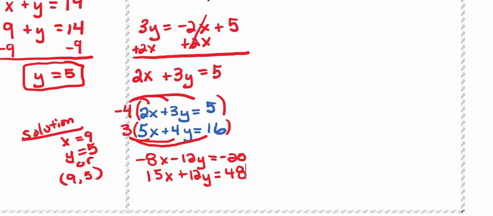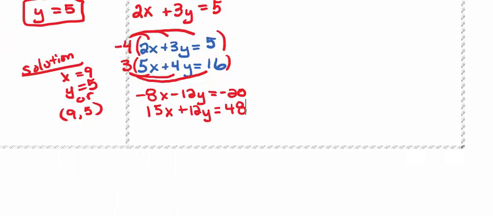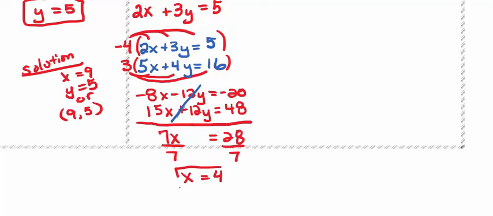At this time, after all that work, I think we are finally set up so that one of the columns will cancel, and we chose the y's to cancel. So they will cancel out, so I'm going to cross them out. Add the negative 8x and the 15x, that will give me 7x, and this is going to be equal to negative 20 plus 48, which is 28. Okay, and as we always do, undo multiplication with division. x will be equal to 4. Halfway done after all of that work.